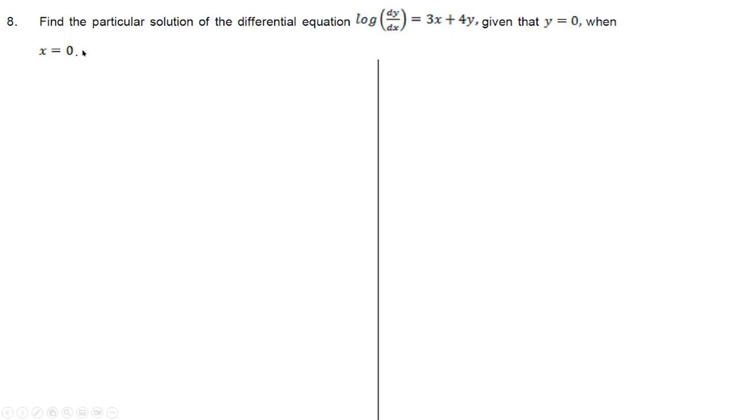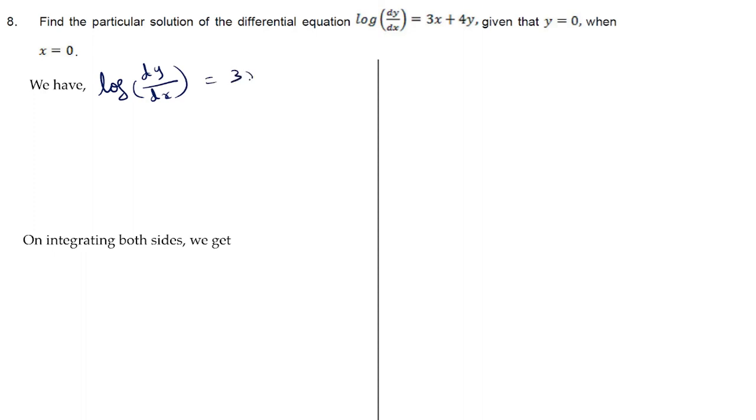Last question, find the particular solution of the differential equation log(dy/dx) = 3x + 4y, given that y equal to 0 when x equal to 0. So we have log(dy/dx) equal to 3x plus 4y. This is log of dy/dx to the base e. By the definition of logarithm, we have dy/dx equal to e raised to 3x plus 4y.